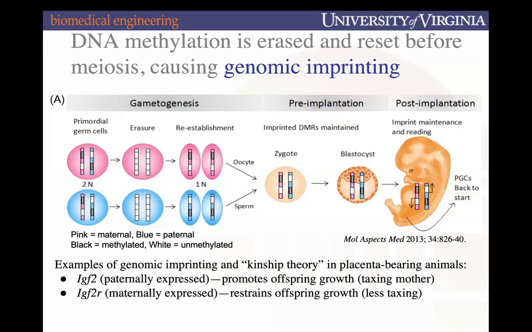The key here is not for you to take home this kinship theory idea, but rather to note that genomic imprinting is a way in which a few hundred genes receive their methylation events, and that there are actual specific biological relationships between some of these genes that perhaps explain why this is happening.